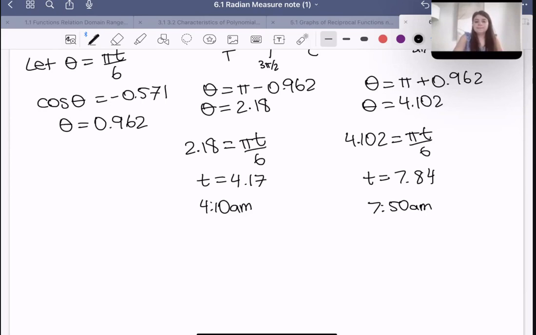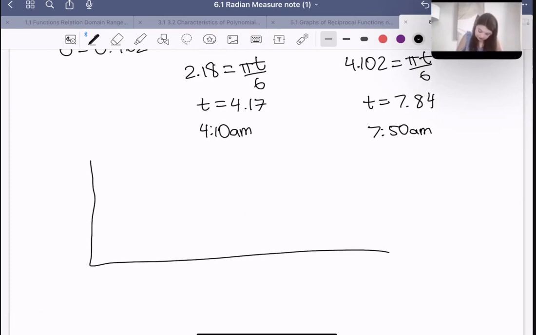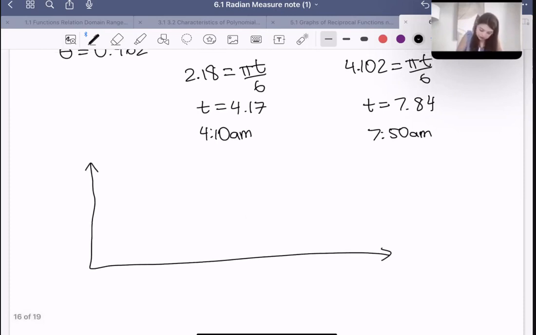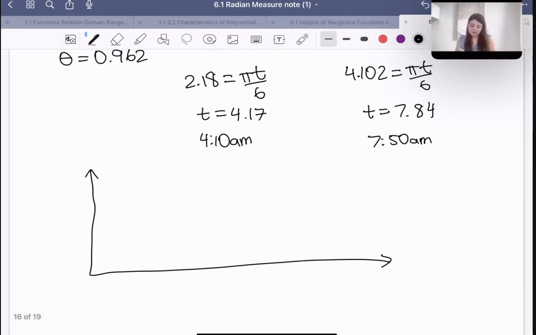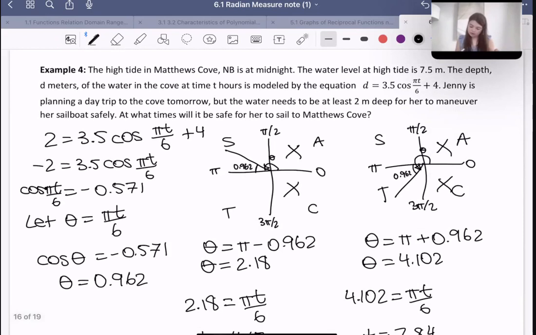Okay, so now let's draw it out. Let's review some of the things they said in the question that are going to be relevant to us, because we spent all this time figuring out the points where we're at exactly 2, and I forgot the rest of the question. Okay, so what did it say? It said that the water level at high tide is 7.5. That means the maximum is 7.5, so we learned that.